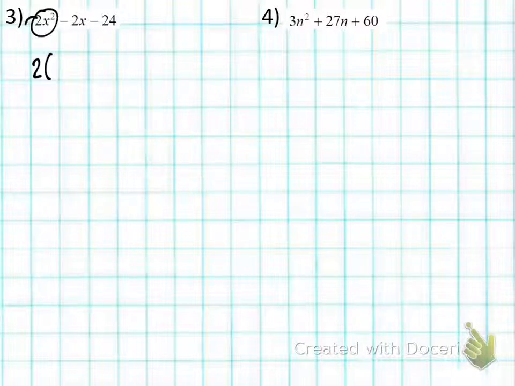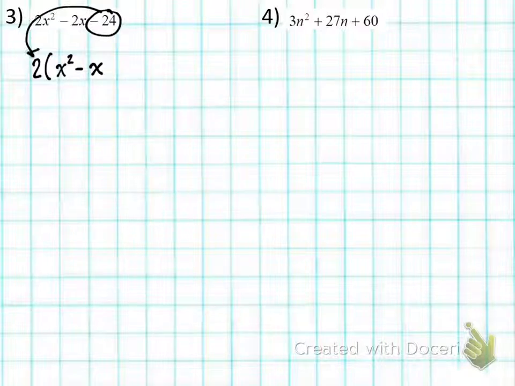Okay, 2x squared divided by 2 is? X squared. Good. Negative 2x divided by 2 is? Negative x, or negative 1x, right? Negative 24 divided by 2 is? Negative 12. Good. We did step 1.